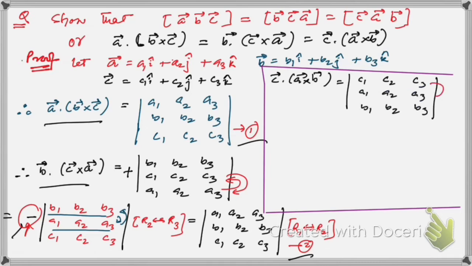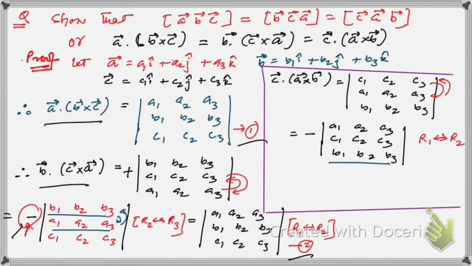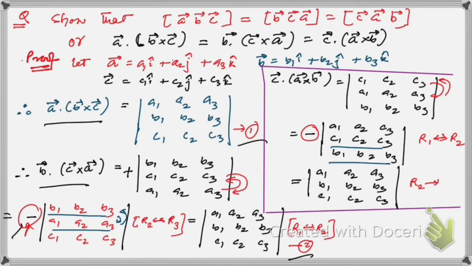Now let me interchange these two rows, first and second. Then minus determinant A1, A2, A3, C1, C2, C3, B1, B2, B3. What we have done, we have interchanged R1 and R2. Then let us interchange the third and second row. Then one more minus, so it becomes plus. Then A1, A2, A3, B1, B2, B3, and C1, C2, C3. You will get this after interchanging row 2 and 3. So this is equation number 3.